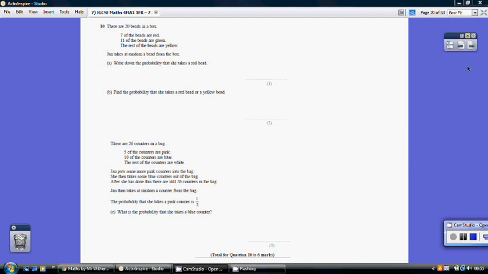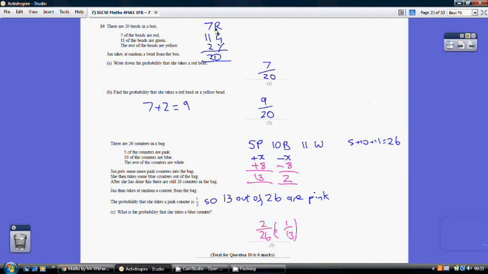Question 10. So there are 7 red beads, 11 green, so there must be 2 yellow in order to get 20 beads in total. Part A, write down the probability that she takes a red bead. Well, that's 7 out of 20. So we write that as a fraction, 7 out of 20. Now part B, find the probability that she takes a red bead or a yellow bead. Well, we've got 7 red beads, 2 yellow beads, so that's 9 in total. So the probability of choosing one or the other is 9 out of 20.